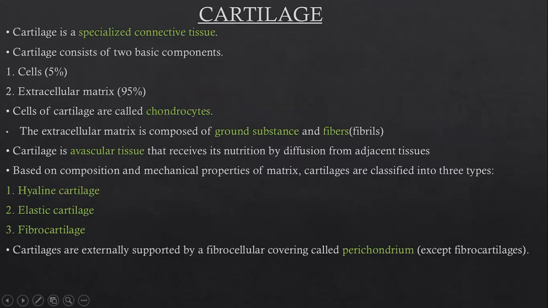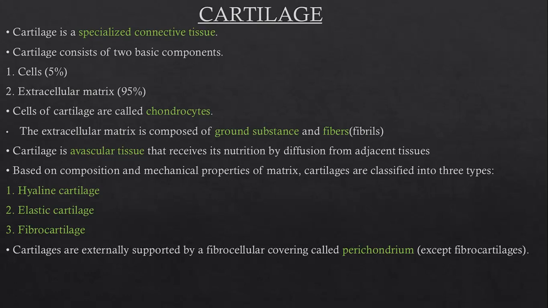Cartilage. Cartilage is a specialized connective tissue, and it consists of two basic components, the cells and the extracellular matrix. The cells are known as the chondrocytes. The extracellular matrix is composed of the ground substance and fibers or fibrils. Now, cartilage is an avascular tissue that will receive nutrition by diffusion from adjacent tissues, okay?